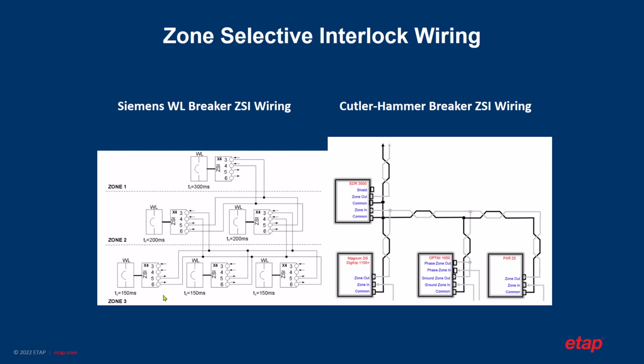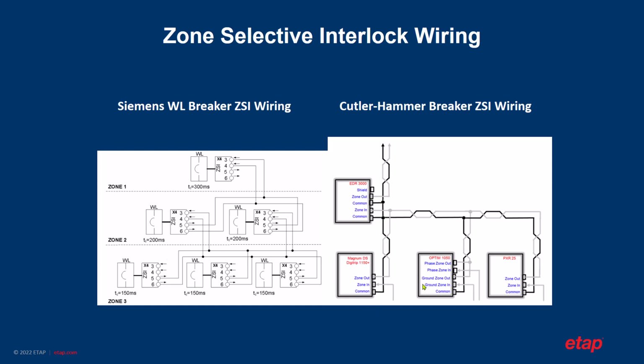And you can see the delays are different, right? Zone 3 has a 150 millisecond delay, and if zone 2 receives a restraint signal, it will have a 200 millisecond delay. And for zone 1 right here, the delay time is 300 milliseconds if the restraint signal is received. On the right side, the Cutler-Hammer breaker, you see we only have one input, one output, and one common, right? So this is how it's connected.